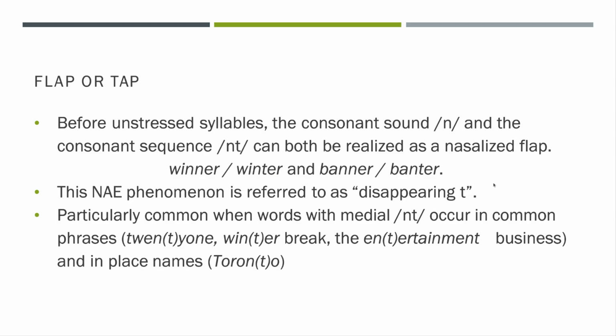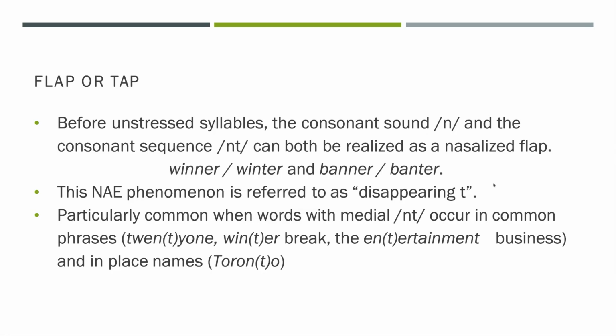So remember, the flap or the tap is a very quick sound, and it will always happen between voiced sounds and at the beginning of an unstressed syllable. That is, it happens before unstressed syllables, right? And there are some special cases, some additional information I thought might be interesting. For example, the consonant sound N and the consonant sequence NT can both be realized as a nasalized flap. And that is why the words winner and winter may sound the same sometimes. Same thing with the words banner and banter. For some Americans, this is very common.